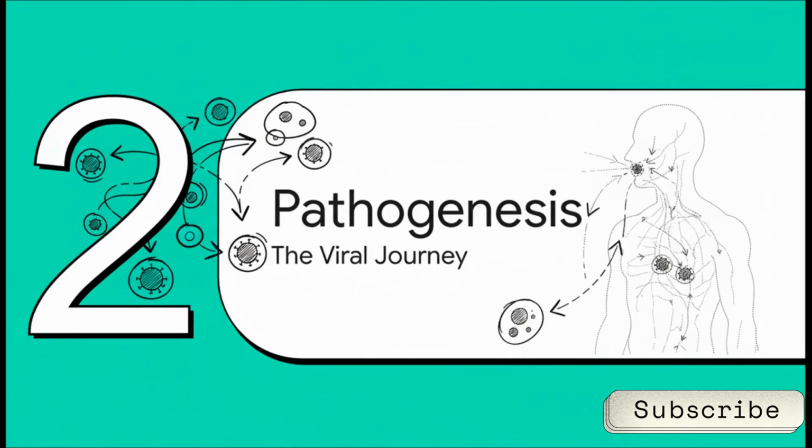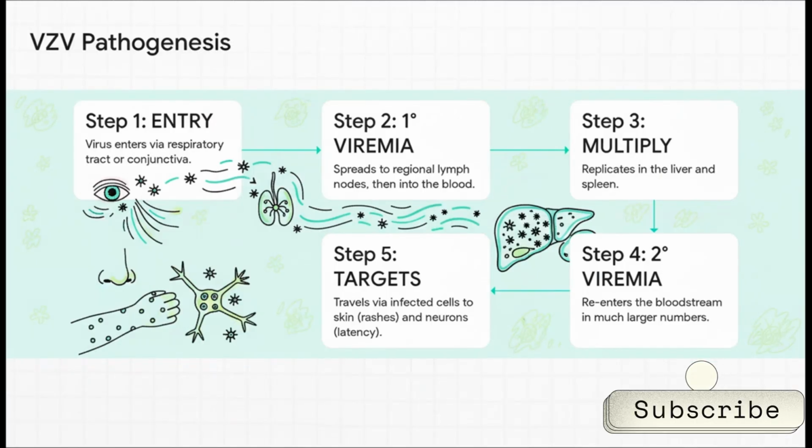Okay, next up, pathogenesis. This is a classic exam question, so let's really trace the journey this virus takes, from the moment it enters the body to the moment that telltale rash appears. So the virus has a battle plan, and it happens in 5 clear steps. Step 1, entry. It gets in through your respiratory tract or your eyes. Pretty simple. Step 2, primary viremia. From there, it hits the local lymph nodes and makes its first trip into the bloodstream. Think of this as the scout team.